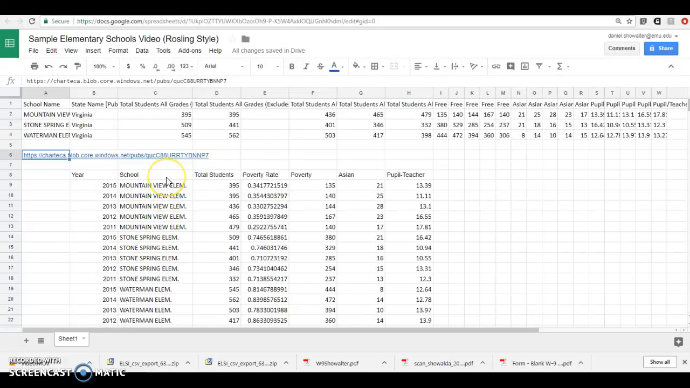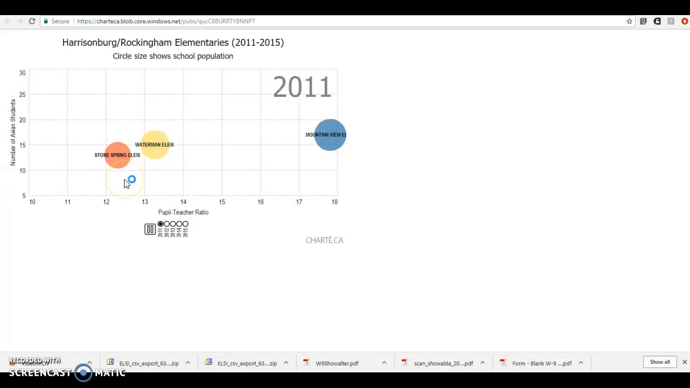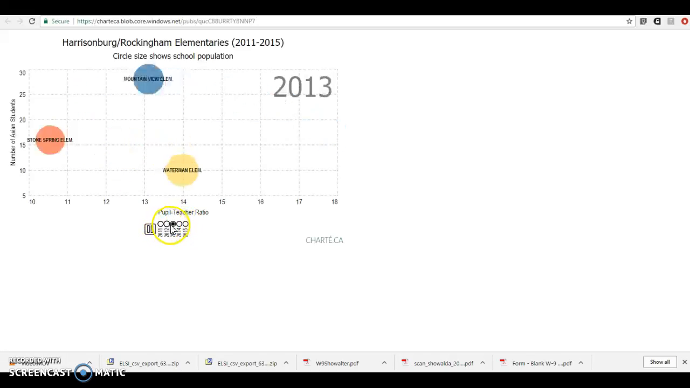Okay, now we've got all the data in, we've got the chart made. Time for the fun part of analyzing it. So we can analyze still frames and we can analyze motion. If I flip back and forth here, what movement do I notice?